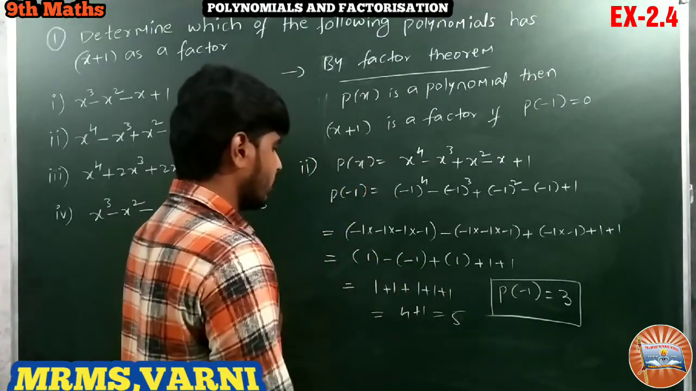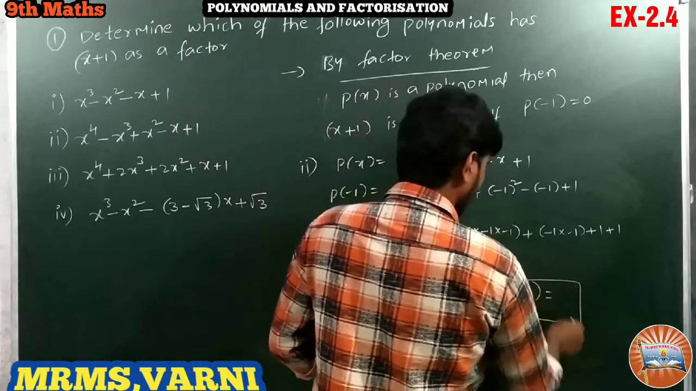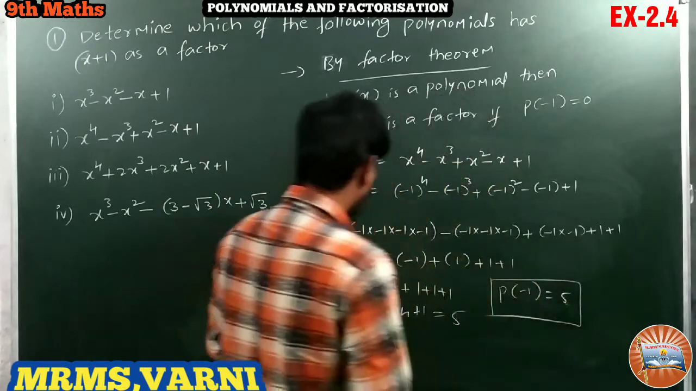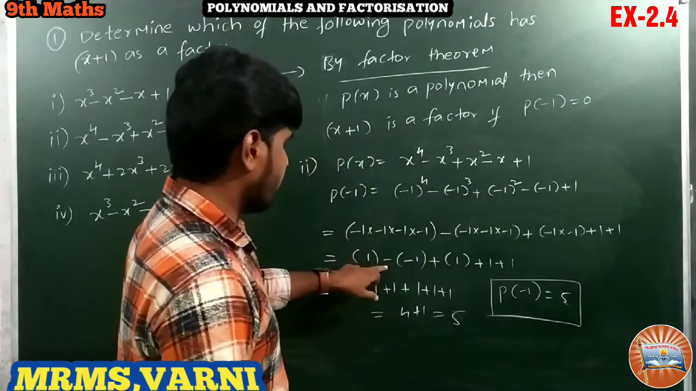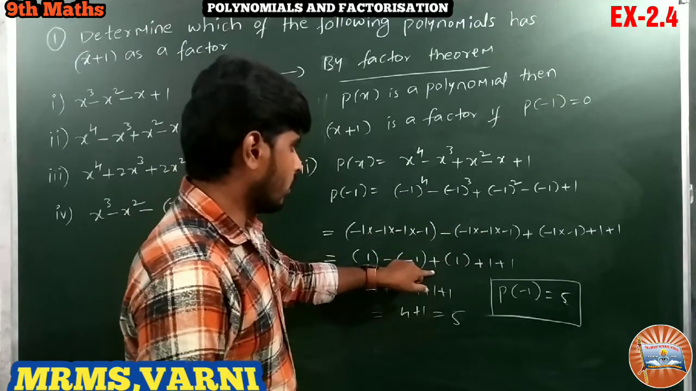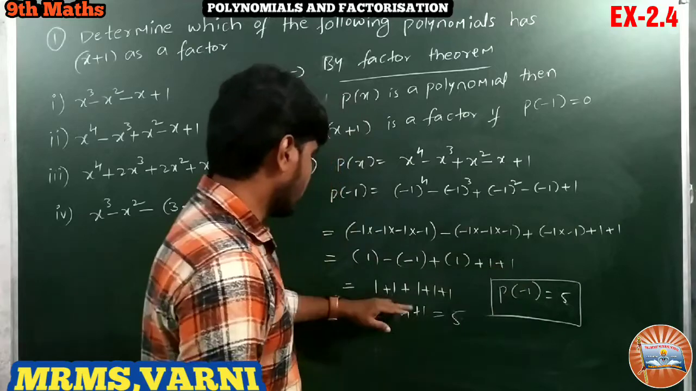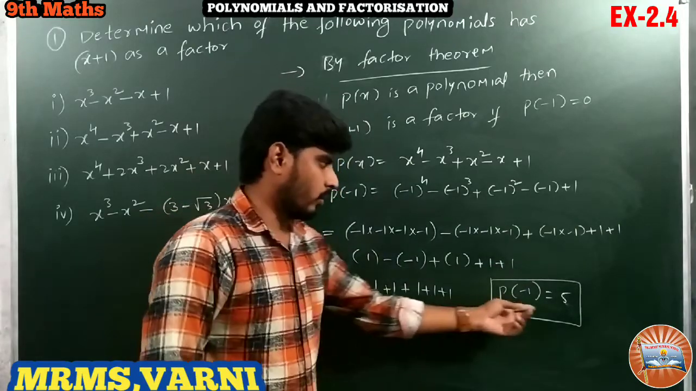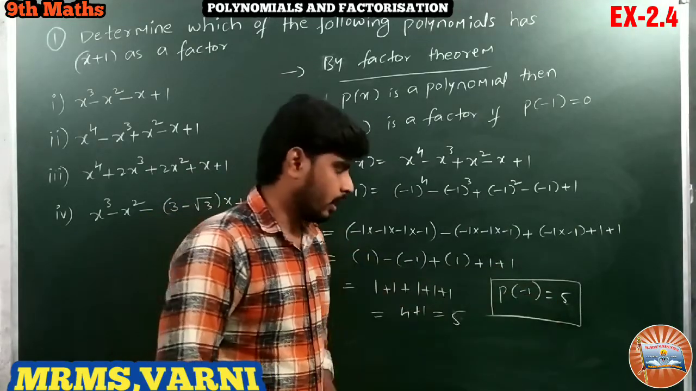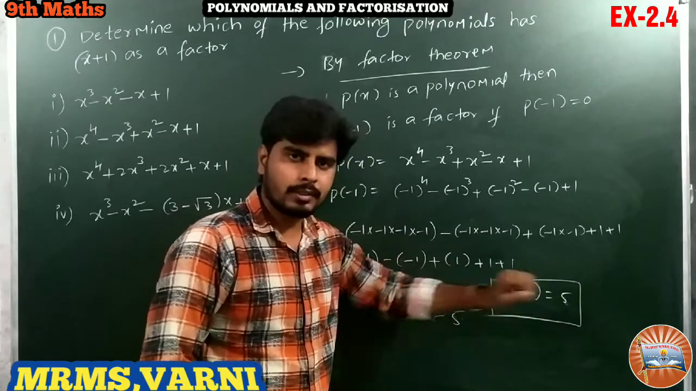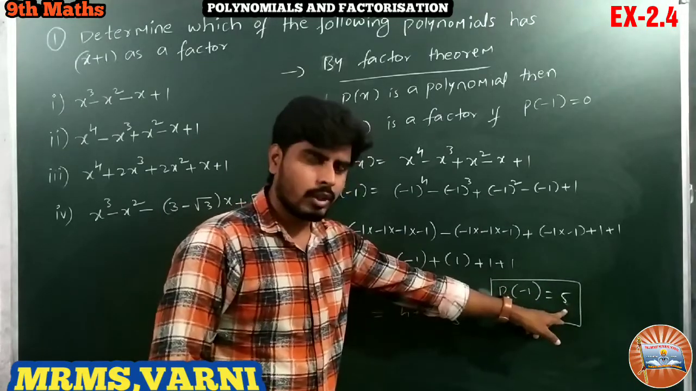Okay, isn't it? Plus 5 is 1 minus of minus 1, and this one from here, this one from there. Okay, right. So the answer is 5. So P of minus 1 we got 5. Okay, right. This is not equal to 0.